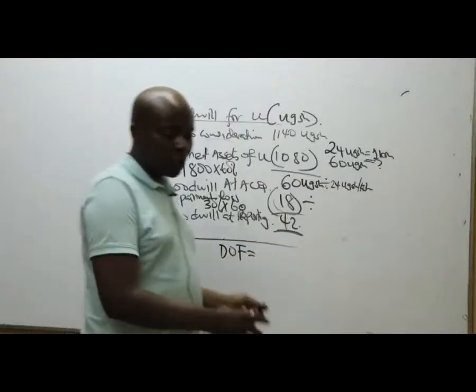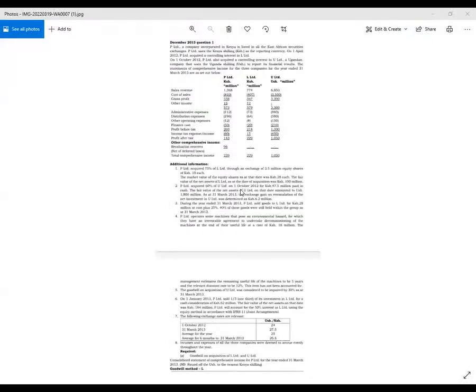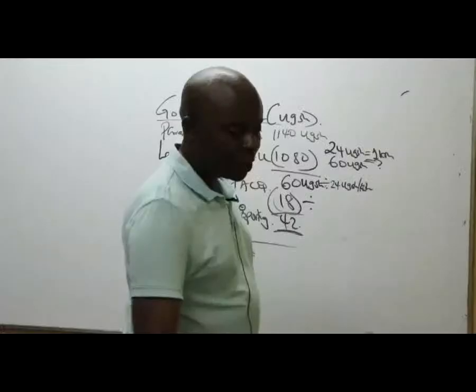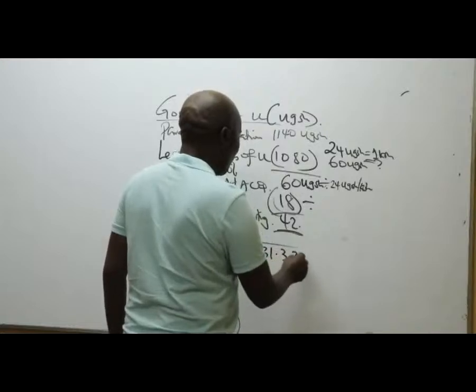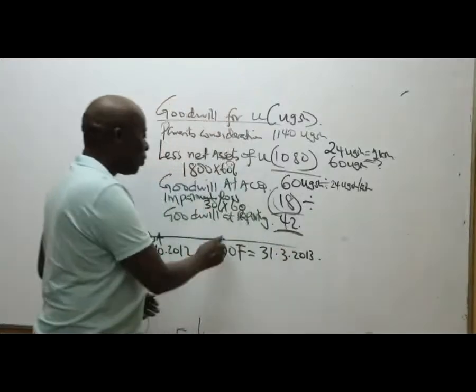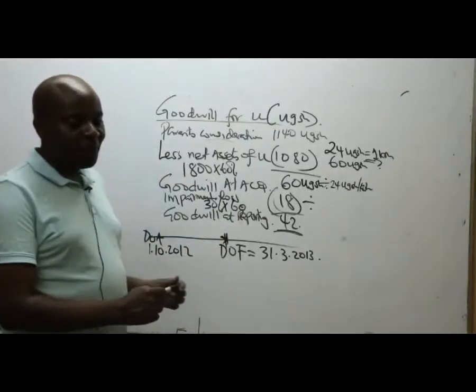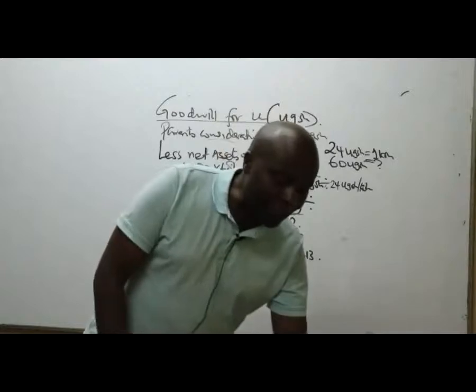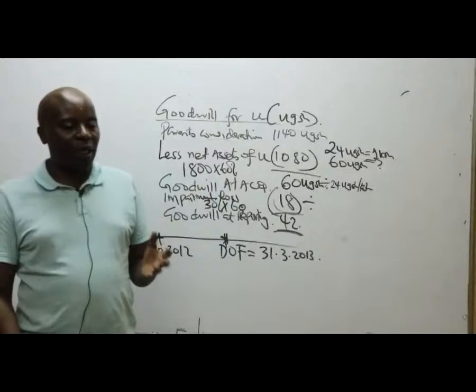The date of the financial statements given. We have these financial statements given here for the year ended 31st March 2013. So we have 31st March 2013. Ladies and gentlemen, could you kindly count the number of months between the DOA and the DOF? Tell me, how many months do we stay with this subsidiary?